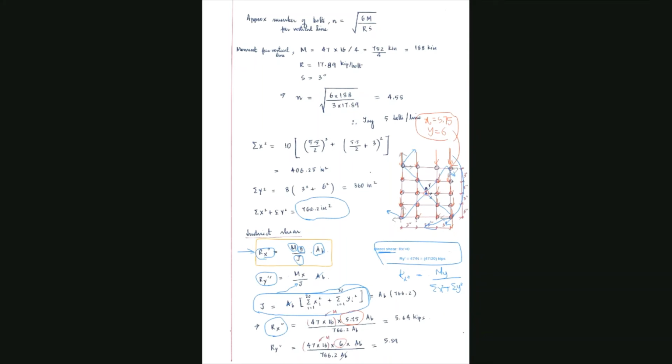Did I write it wrong? I think I have written it wrong. If this is actually x and this is actually y, then from here you see that this is supposed to be y and this is supposed to be x. Okay, I will make the correction, something that I noticed now. So you get the values as shown here.